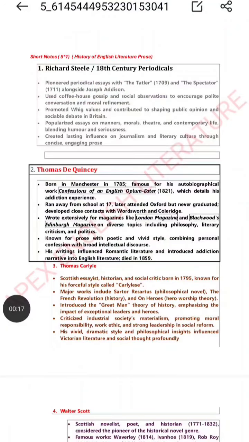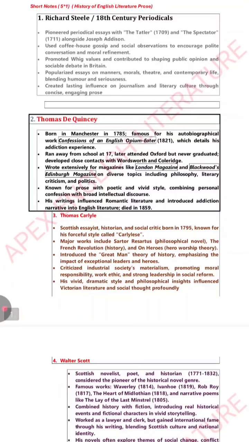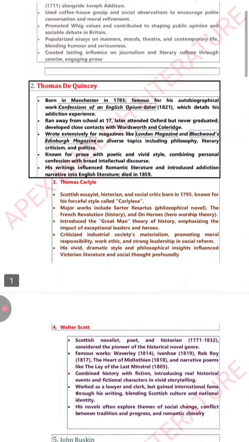Firstly, we have Richard Steele and the 18th century periodicals, where we have to write about the Tatler and the Spectator, where Richard Steele and Joseph Addison used to write about coffee house gossip and social observations. Then we have Thomas De Quincey, who has written the Confessions of an English Opium Eater.